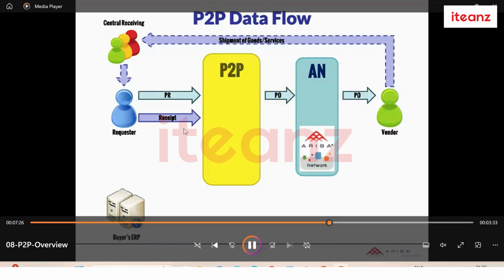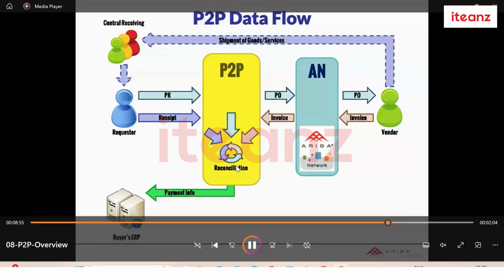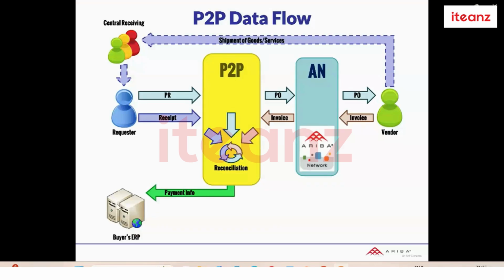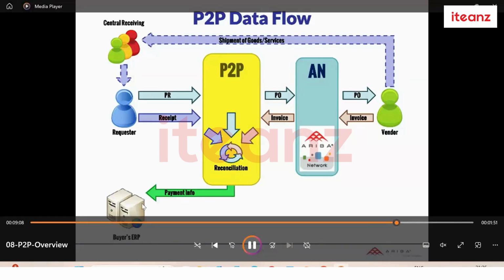As I said, the requester will create the receipt, and the vendor will create the invoice and the invoice will be sent to the P2P. In technical terms, in the P2P we are creating the invoice and everything. All three things, PR, invoice, and receipt, we can find in the P2P. Here, the reconciliation is nothing but the payment. The IR document will be sent to the backend. Even in the backend, the PR will be created, PO will be created, GR will be created, and the payment information we will share to the backend.